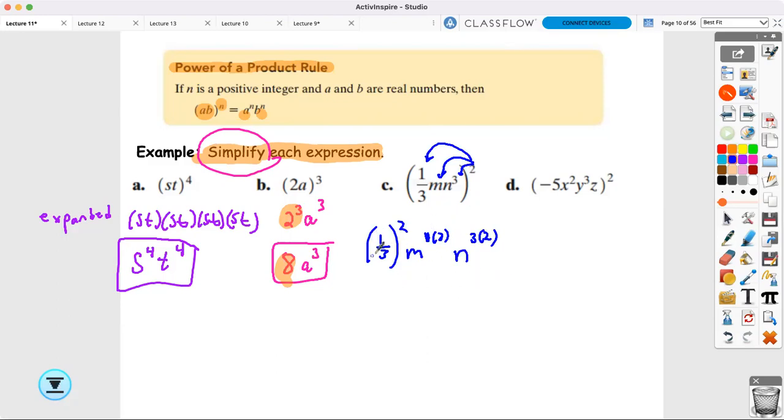Because that's the power rule, right? So (1/3) squared is 1/3 times 1/3. So we multiply the two fractions. 1 times 1 is 1. 3 times 3 is 9. And then 1 times 2 is 2, so it's m squared, and then n to the 6. So it'll be 1/9 m squared n to the 6, and we're done.